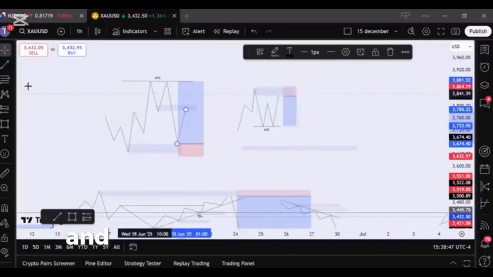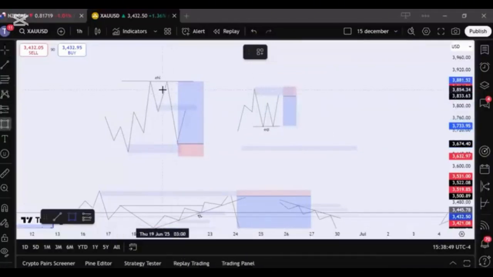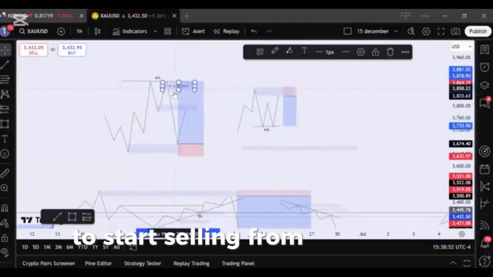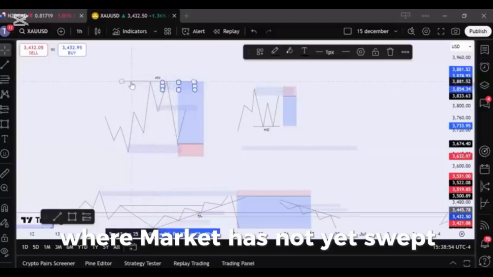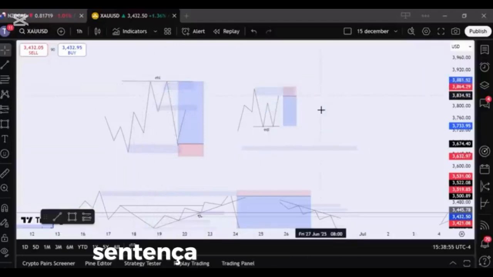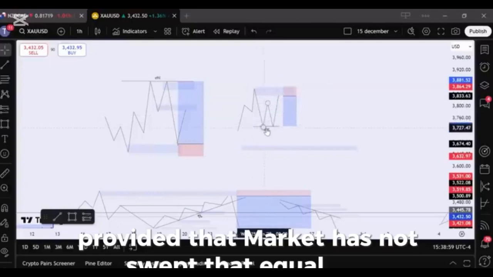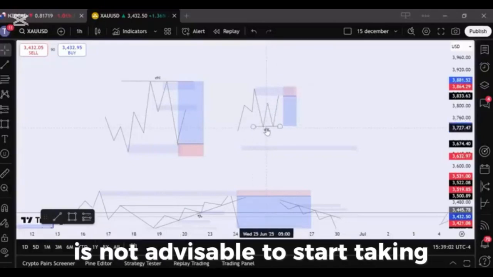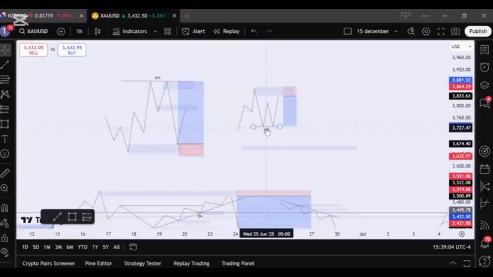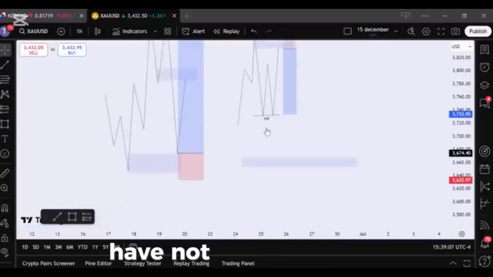Same as that, and then you also probably see another block here. It is also not advisable to start selling from this other block where the market has not yet swept that equal highs liquidity. The same goes for the equal lows: provided that the market has not swept that equal lows and taken it out, it's not advisable to start taking trades that will oppose the direction of the market when that liquidity zone has not been taken out.